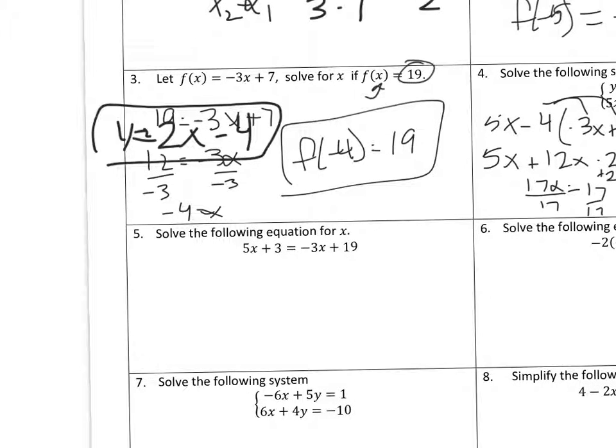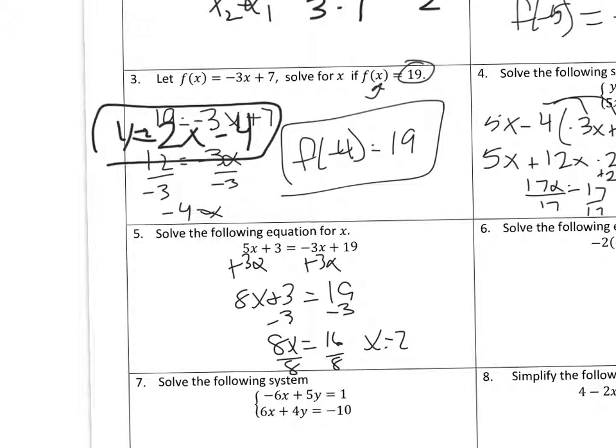Okay, question 5. Solve the following equation for x. Equation with variables on both sides. So move the x's to one side, so I'm going to add 3x to the left, so I get 8x plus 3 equals 19. Subtract 3 from both sides, so I can get the constants to the other side. I get 8x equals 16. Divide by 8 on both sides, and I get x equals 2.